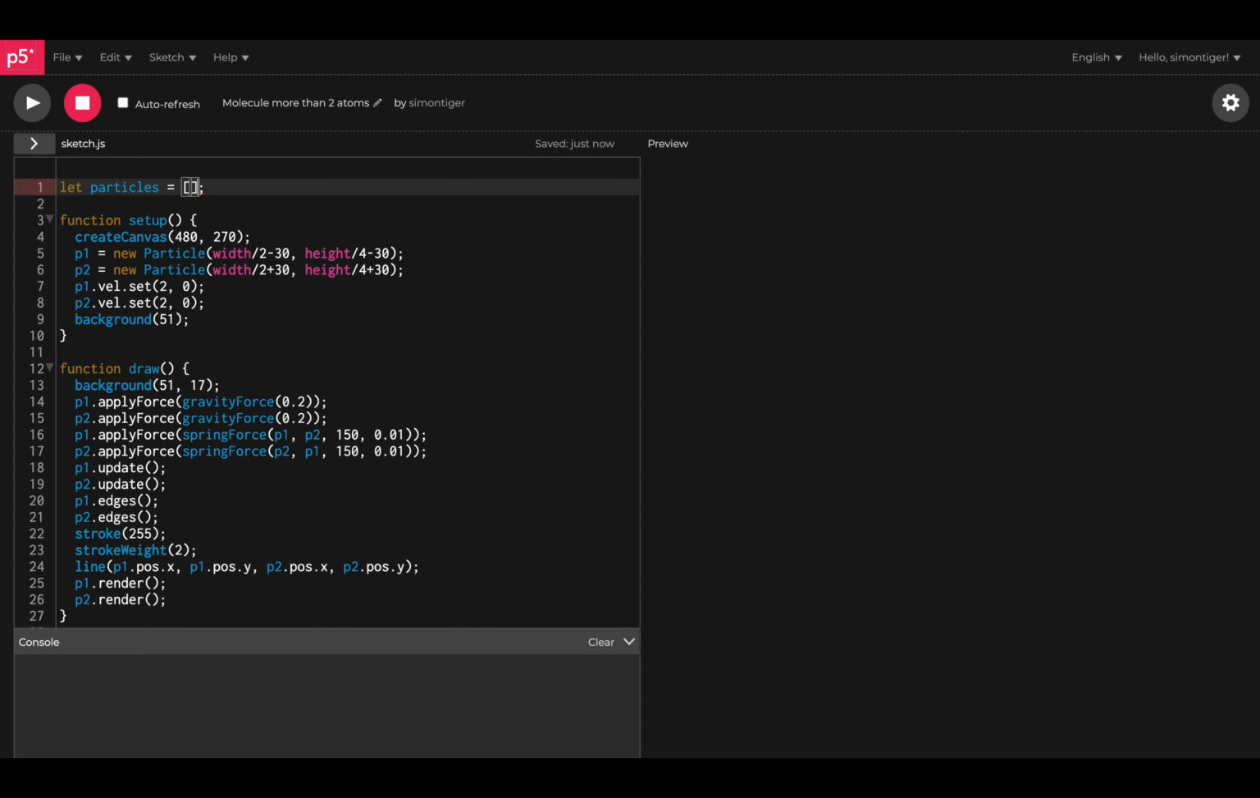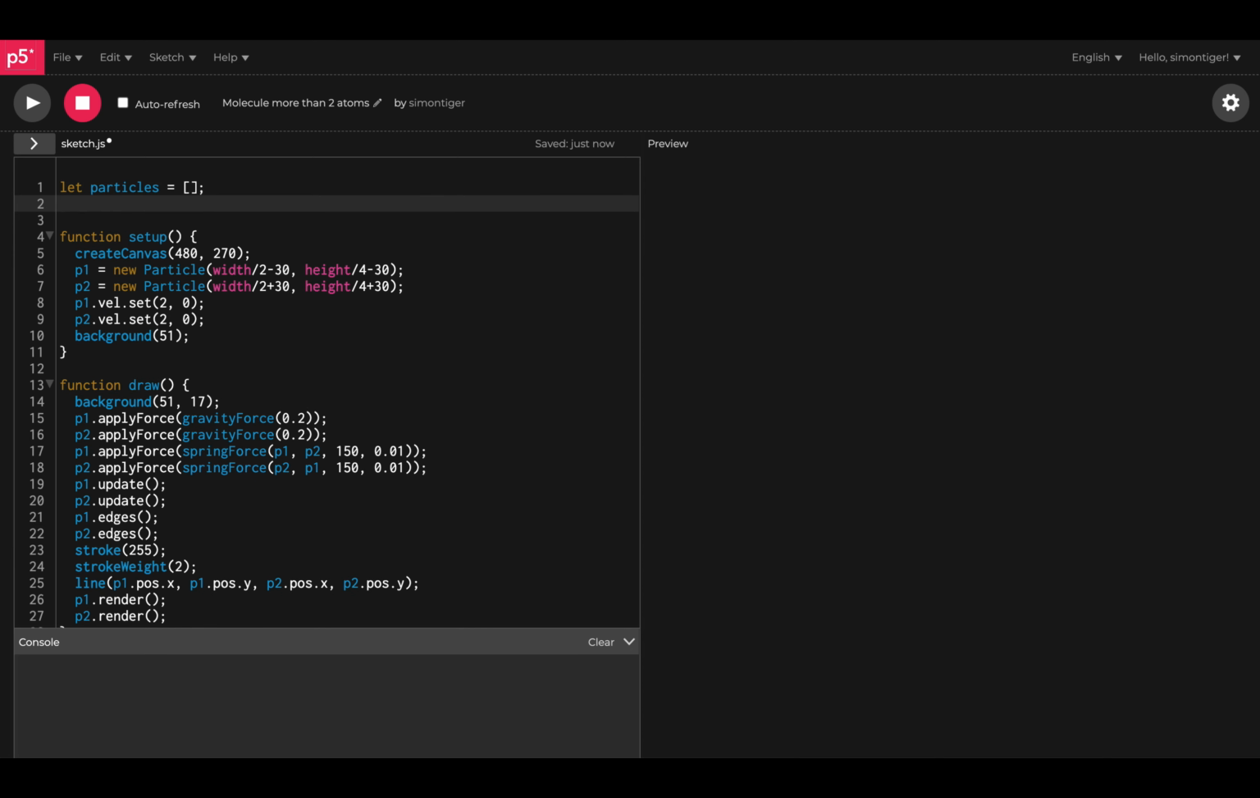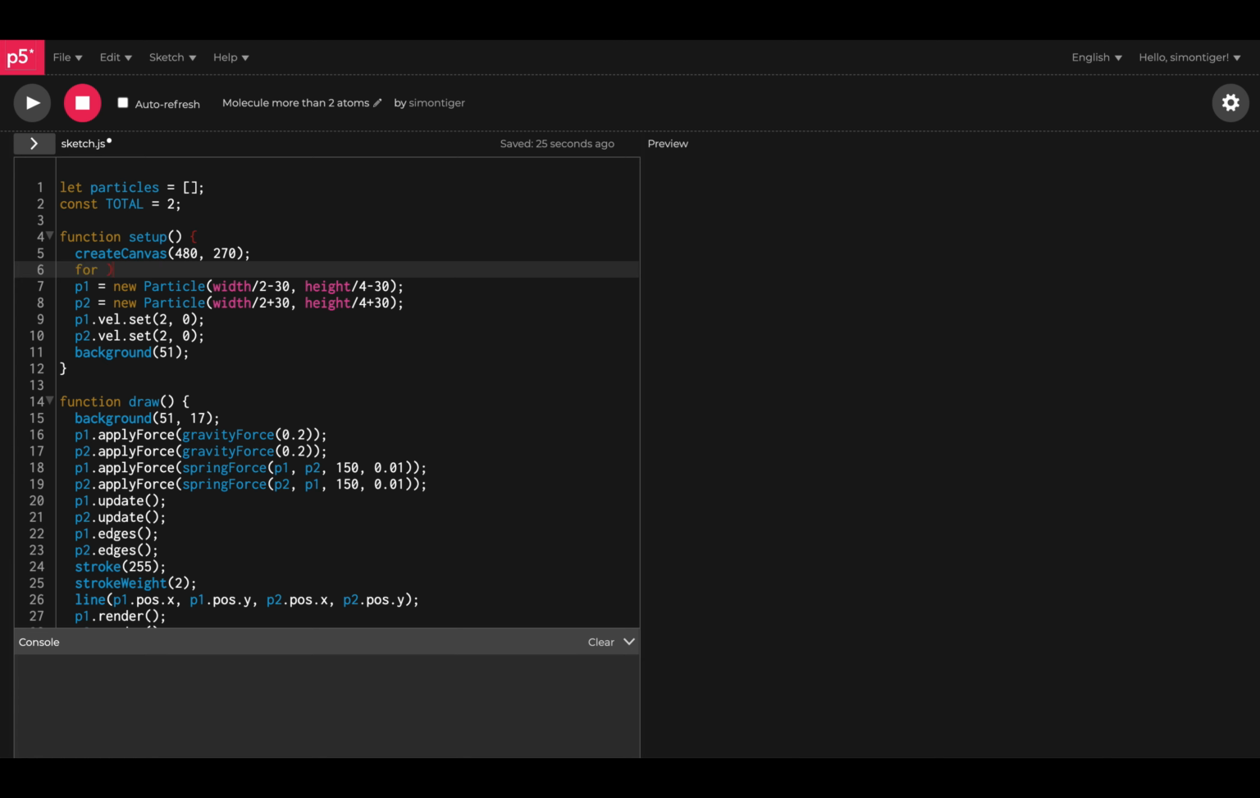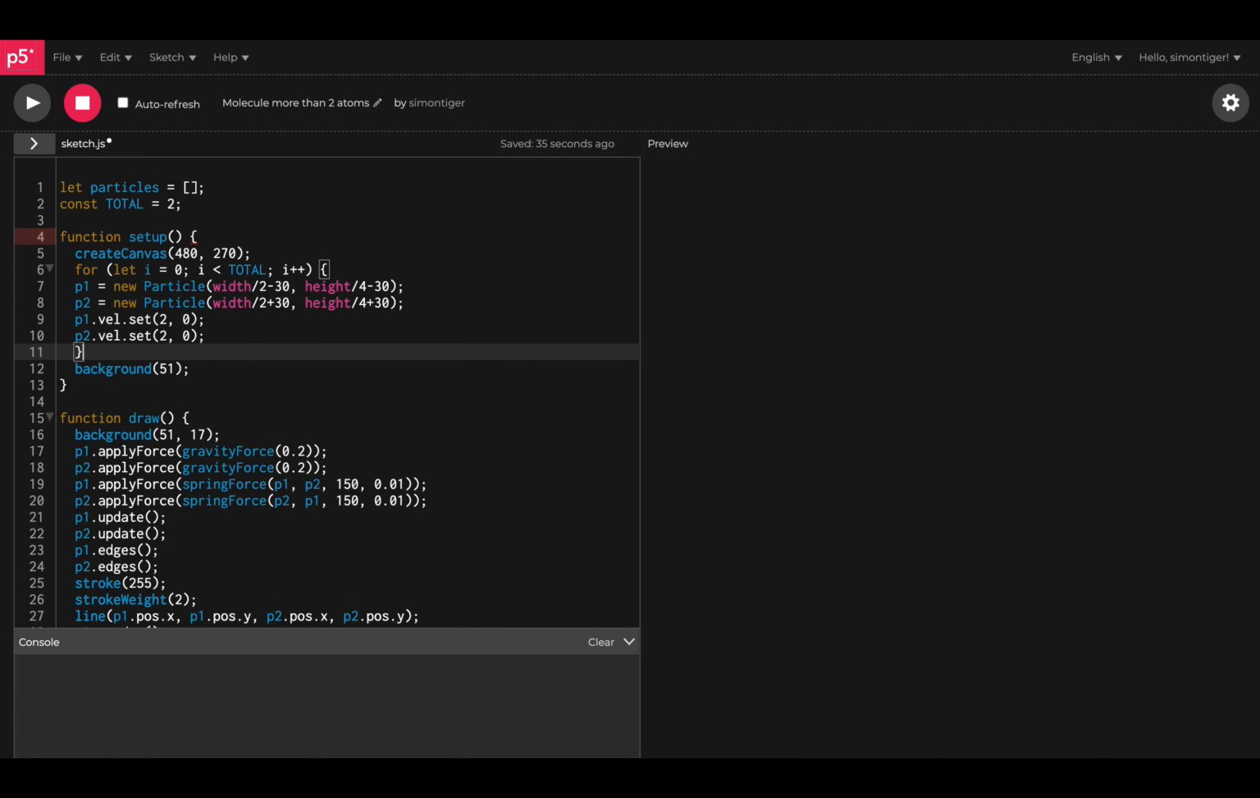Particles, and I'm gonna have const, which is the total. I'm gonna call that, I don't know, let's just do 3 for a sec. Actually, let's do 2 because that's the thing that I have already. I'm gonna do 4, and then total times. I want to add a particle to our particles list. Like that.